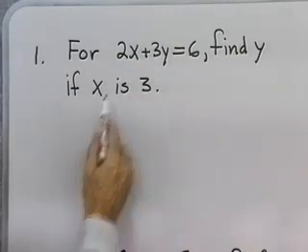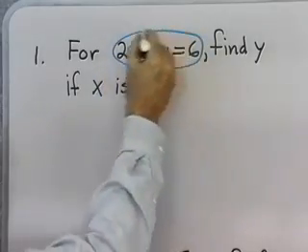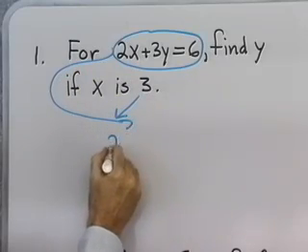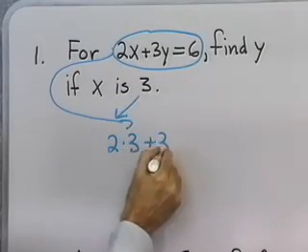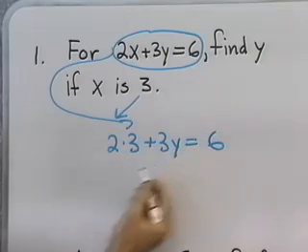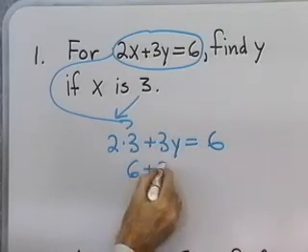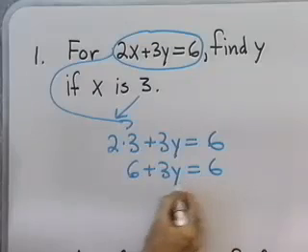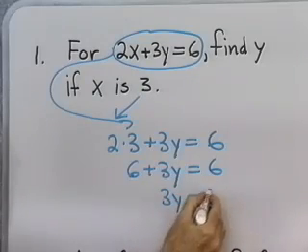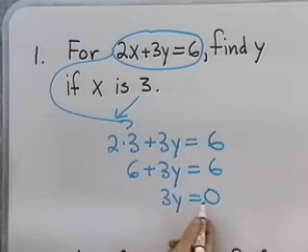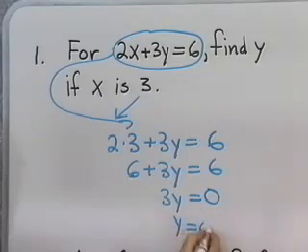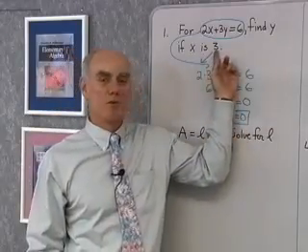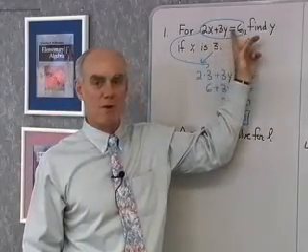for that variable. So I'm going to take this equation right here, this formula, and I'm going to substitute in 3 for x. When I do that, I have 2 times 3 plus 3y is equal to 6. 2 times 3 is 6, plus 3y is equal to 6. I'll add negative 6 to both sides and end up with 3y is equal to 0. Multiply both sides by 1/3, and I end up with y is equal to 0. So y is equal to 0 when x is equal to 3 if 2x plus 3y is equal to 6.